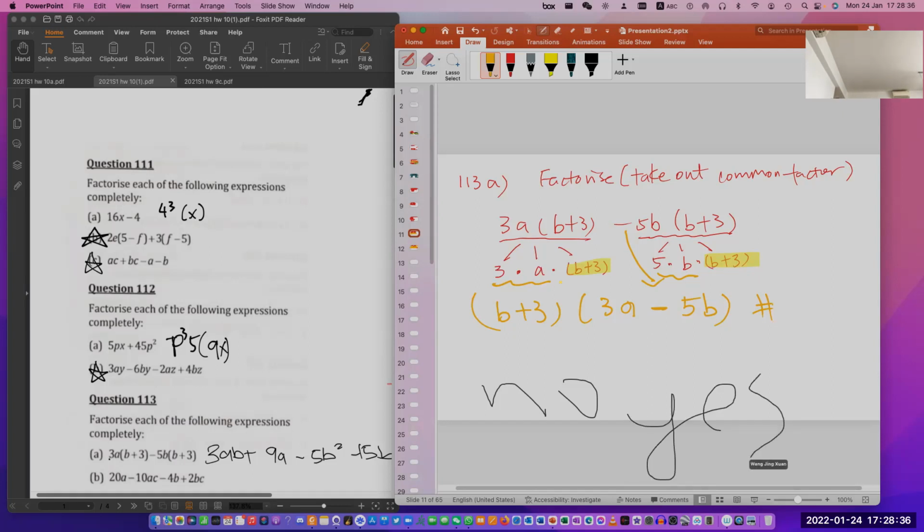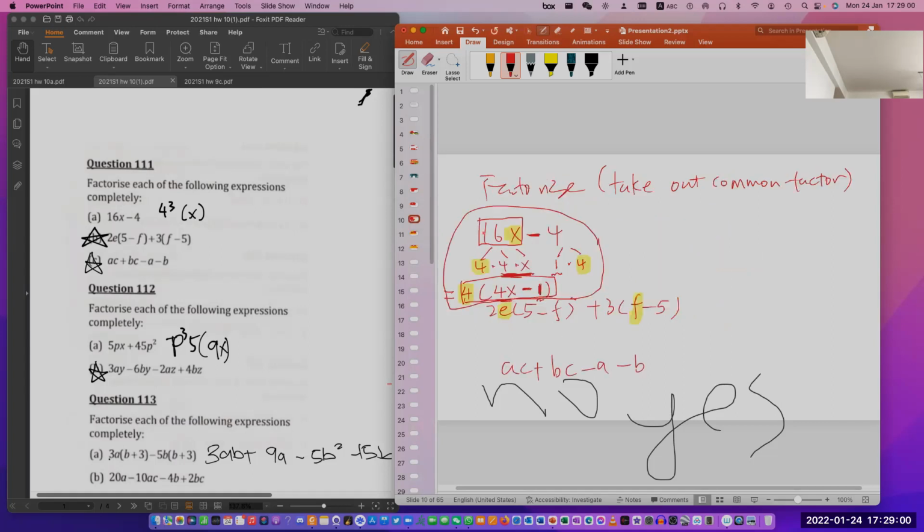So when you are asked to do factorization, you need to get the factors of the first term and get the factors of the second term. Okay, how do you get the factors? You can split them into individual elements. Okay, similarly, you do the same thing for this question.